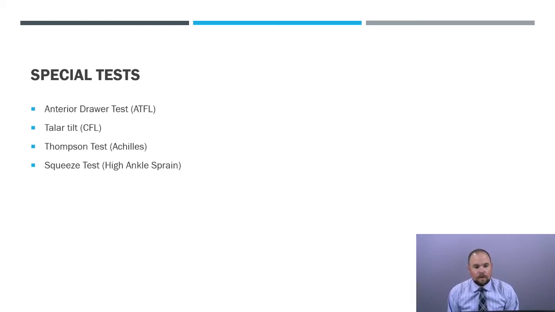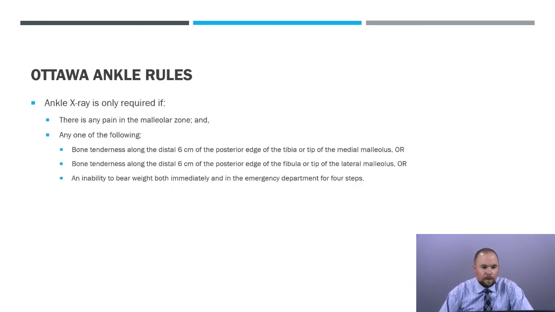So that's what you would want to see. If you don't see that, then you're concerned they may have torn their Achilles. Squeeze test is done for high ankle sprain. Basically, you just move up into the distal lower leg and then squeeze around that ankle, and that's typically seen in your higher ankle sprains.